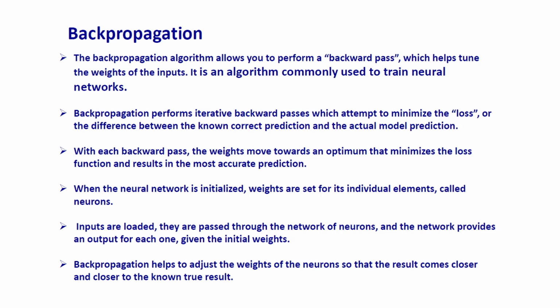So, when the neural network is initialized, weights are always set to some individual values, and then these weights are changed, or optimized, based on backpropagation. So, backpropagation basically helps you to adjust the weights of the neurons so that the results become as close as possible to the actual values. That is the idea.